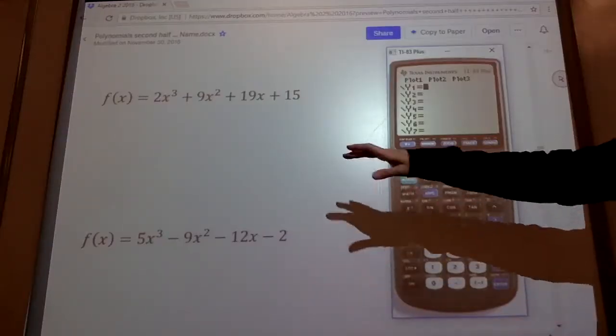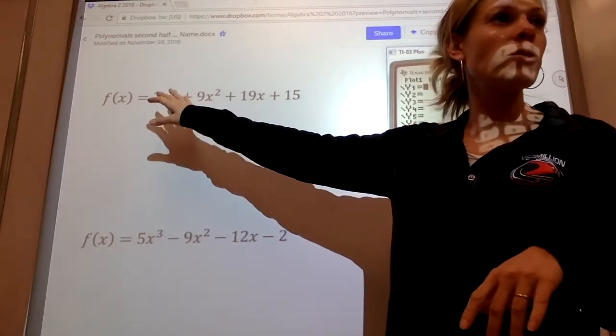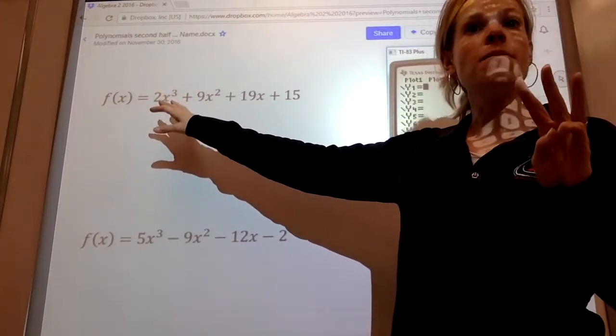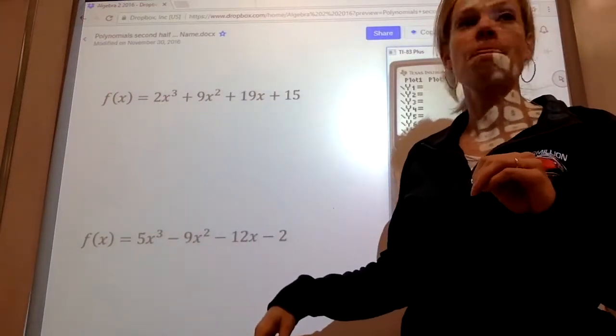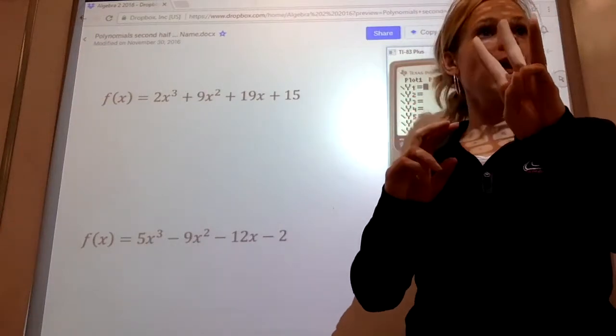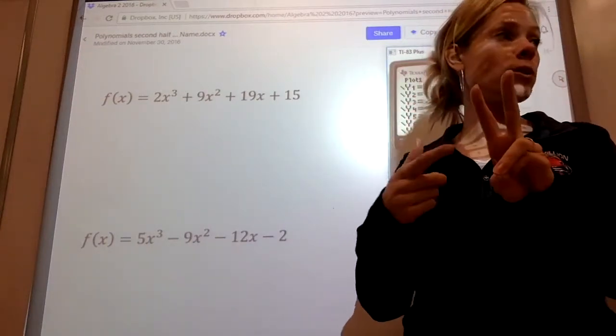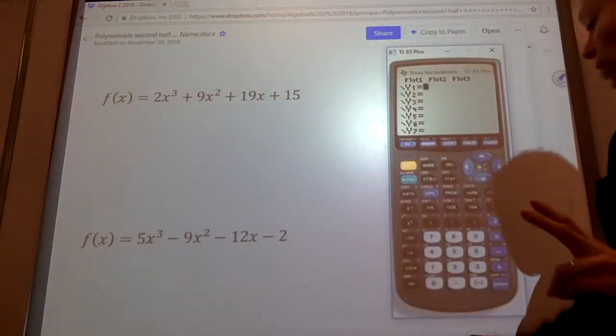In the second example, we can see this is a cubic polynomial, so how many roots should there be total? 3. How many do I need to get it down to a quadratic? Just 1. Right? Because if it's a 3rd degree polynomial and I take out 1 root, that gets it to a quadratic which I can solve. Okay? So let's graph it.